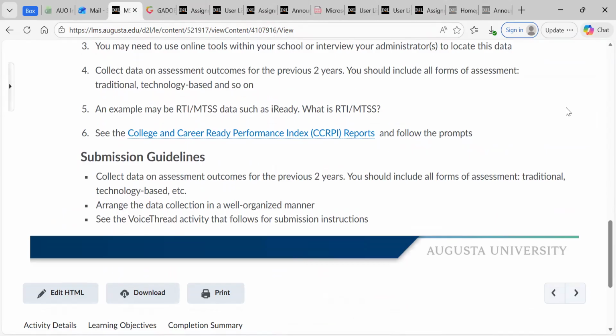So you're going to be collecting data outcomes for the previous 2 years. Arrange this data in a well-organized manner. So you need to figure out how you're going to organize this, a table, a graph, chart, because you will be creating a presentation for your community of practice group.